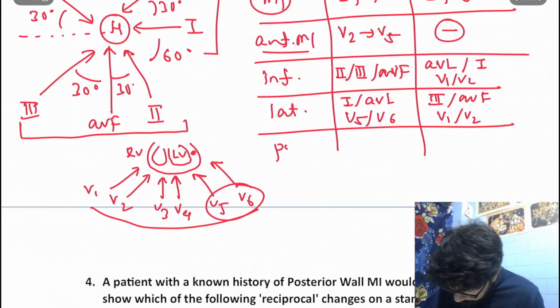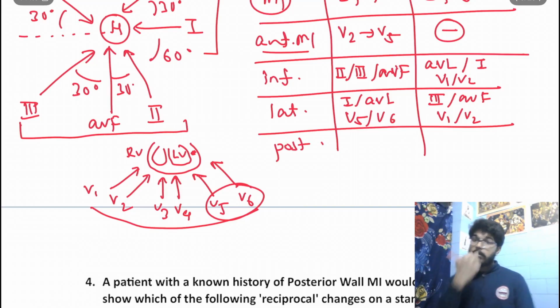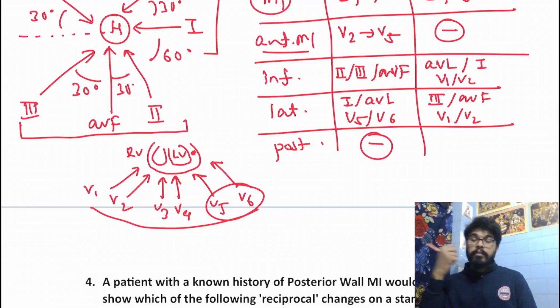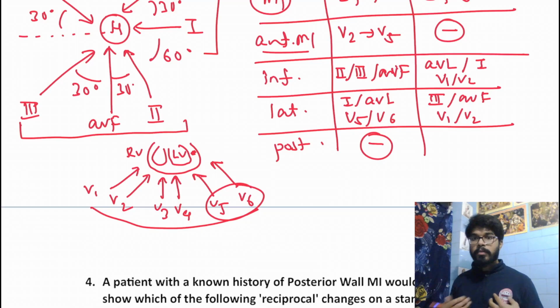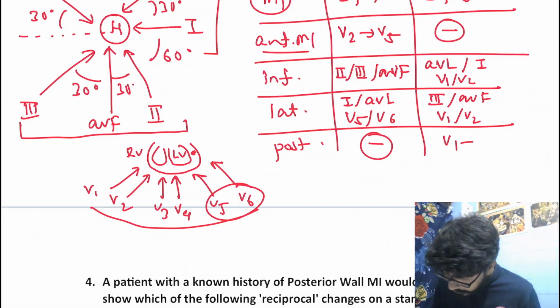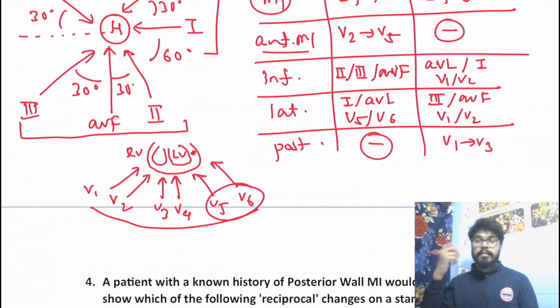And finally we have the posterior wall MI. In the posterior wall MI, see, we have no leads which are directly pointing towards the posterior wall. So again ST segment elevation would be absent. But we can get reciprocal changes. Where would we get the reciprocal changes? On the opposite side, that is on the anterior aspect. So on V1 to V3 leads we would get ST segment depression.